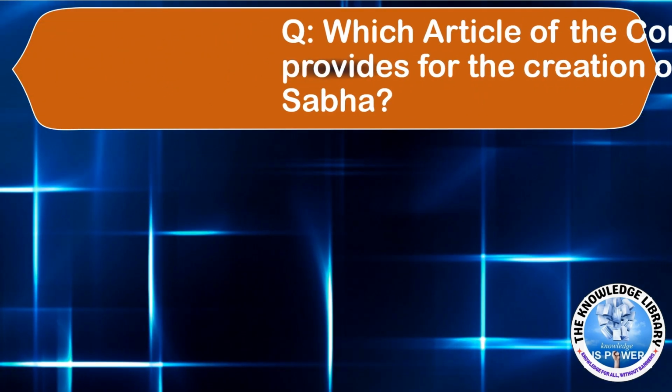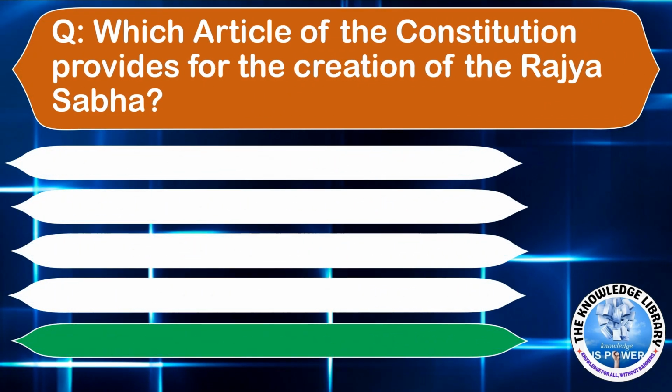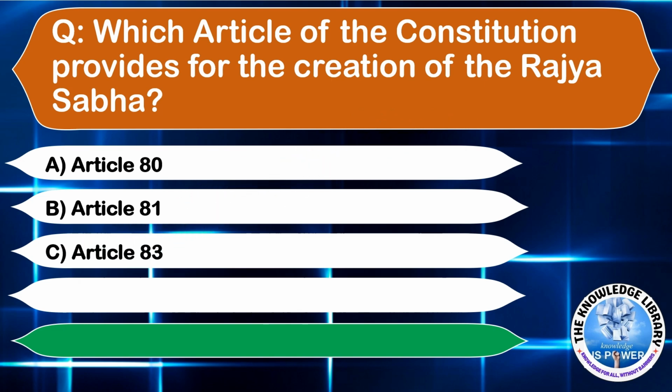The next question is, which article of the Constitution provides for the creation of Rajya Sabha? Option A, Article 80. Option B, Article 81. Option C, Article 83. Option D, Article 84. Correct answer is option A, Article 80.